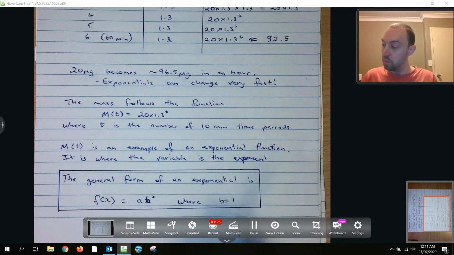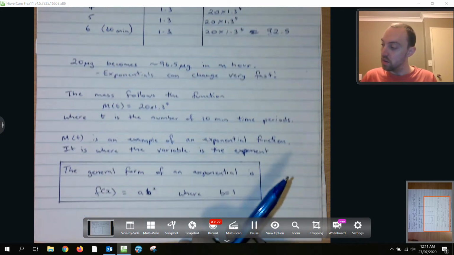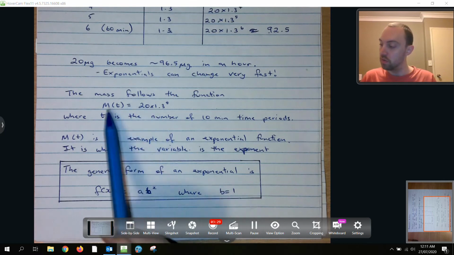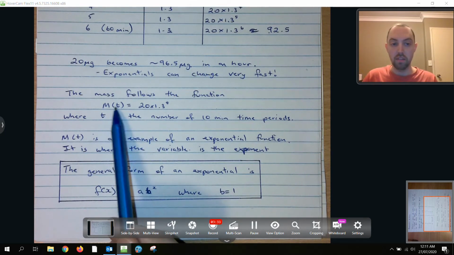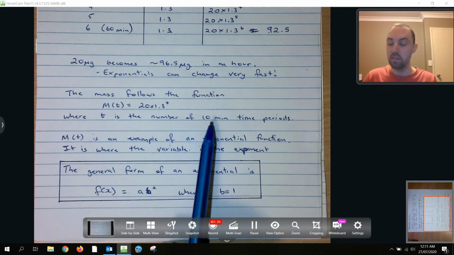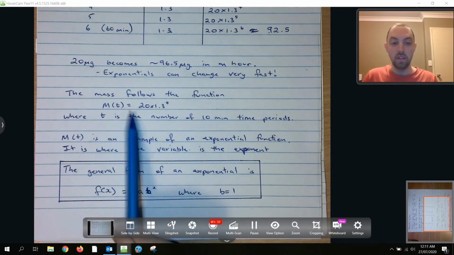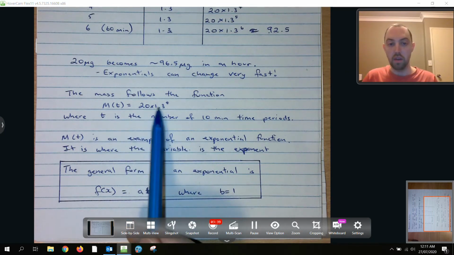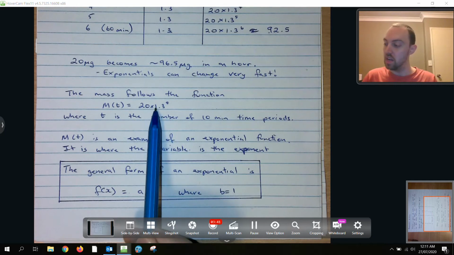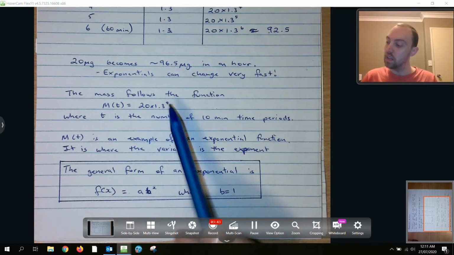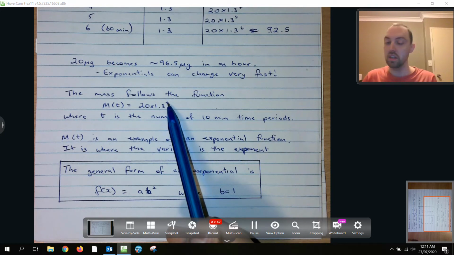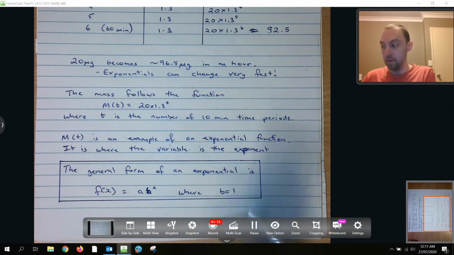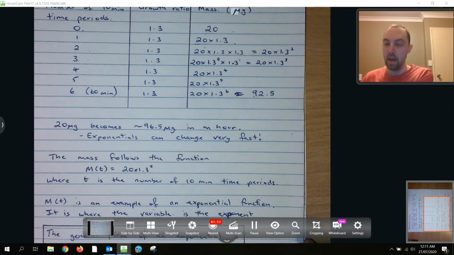Anyways, this formula, or the function that it follows, looks a little bit like this. The mass function with respect to t, where t is the number of 10-minute time periods, is equal to 20 times 1.3 to the power of t. That 1.3 is our base, it doesn't change, that's our rate. Okay, and the variable, the number that does change throughout that function, is actually the exponent. Okay, so you can see that pattern that you see.